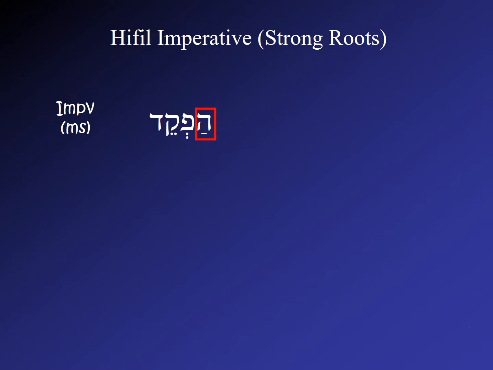Notice here we have our he preformative. We have our patach. The vowel in the affix is a hirek, hifkid. Here we have imperative hafked with a patach. Here you have an E-class vowel, but instead of the infixed hirek yod we've seen in the affix form, hifkid, here you have a shortened form, hafked.